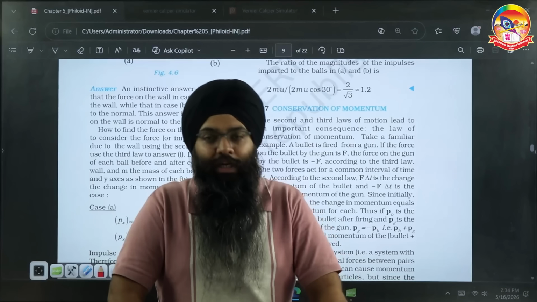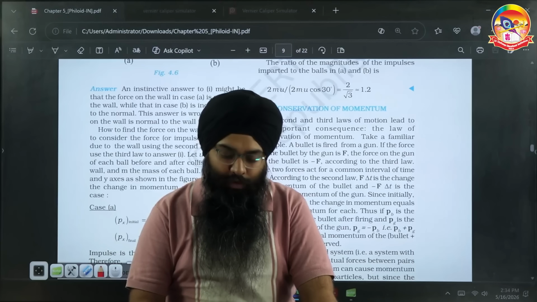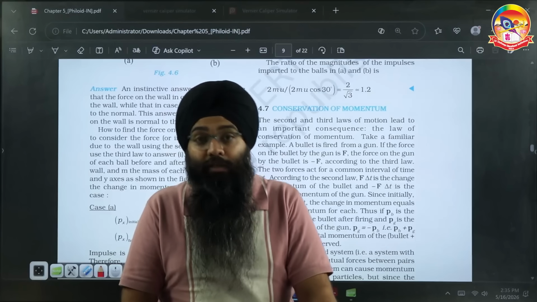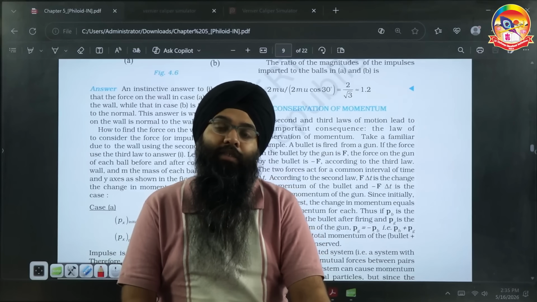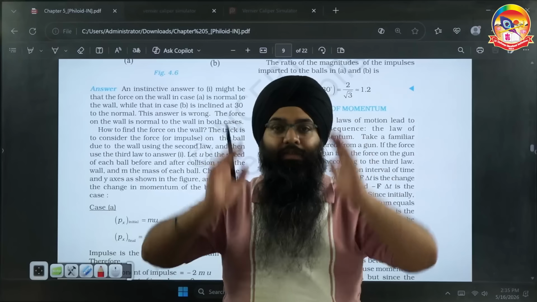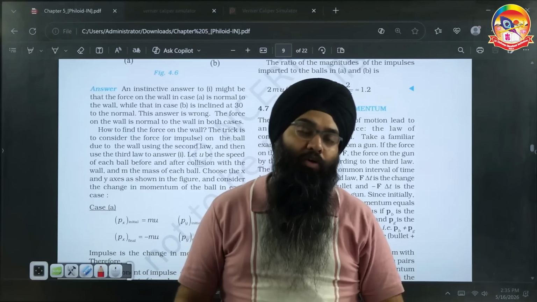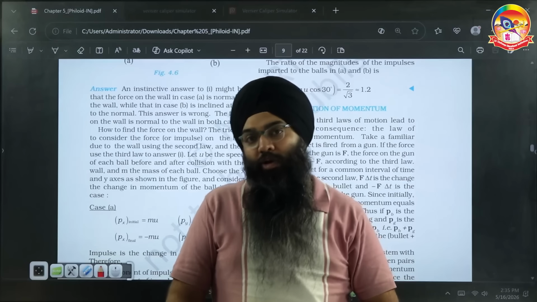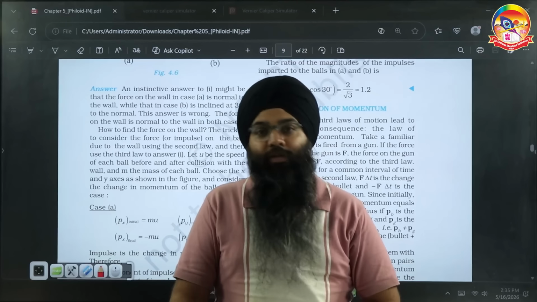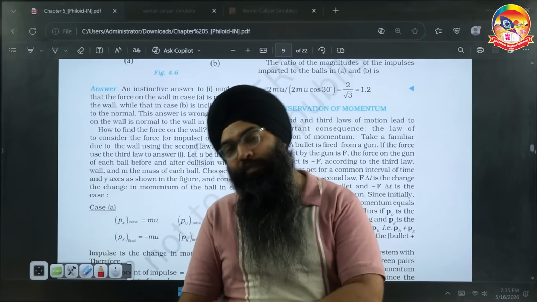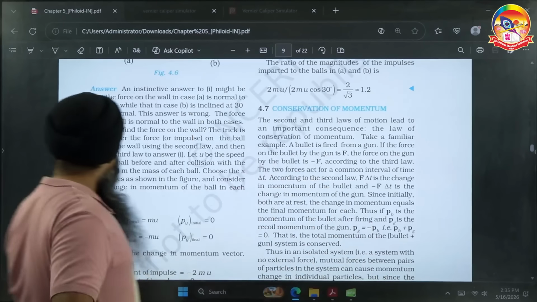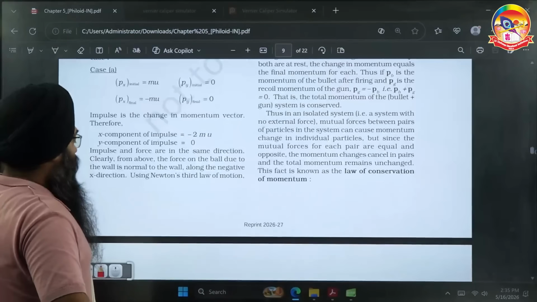Wherever in any situation, in any event, the net external force acting on the system is 0, then that particular system is said to have conservation of momentum. So what I am trying to say is that if the net external force acting on the system of the bodies is 0, then the momentum of the system will be conserved. Initial momentum before the event and final momentum after the event will be equal. So this is basically the statement of conservation of momentum.